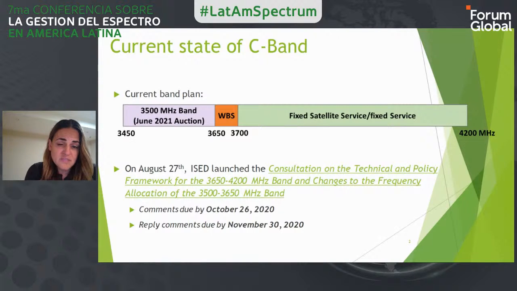So at the end of August of this year, we released a consultation paper basically on the technical and policy framework for the 3650 to 4200 megahertz band. So looking to repurpose part of that for flexible use and transition the fixed satellite service. I'll talk about the specific proposals there in a bit. The first set of comments were due October 26th, and we just received those recently. And then we will be awaiting what's called reply comments, where stakeholders can comment on the comments received, and that would be end of November, so coming up in a few weeks. Next slide, please.